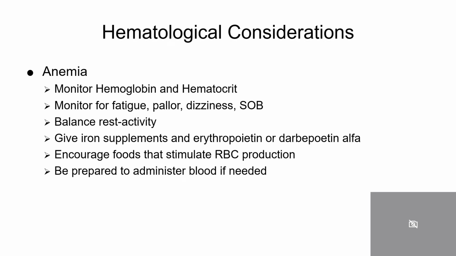Anemia is going to be that reduced blood count, and so you're going to be monitoring hemoglobin and hematocrit. You're going to be monitoring for fatigue, pallor, dizziness, and shortness of breath. These patients need education to balance their rest and activity. They may need iron supplements, erythropoietin, or darbepoetin alpha, and we'll talk about that again in a second. And you're going to want to encourage foods that can help stimulate their red blood cell production. Of course, you want to be prepared to administer blood if necessary.